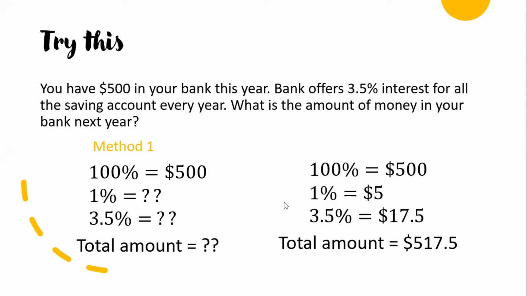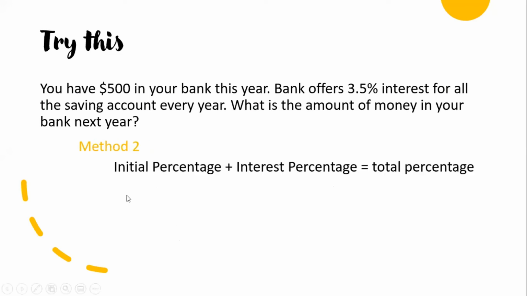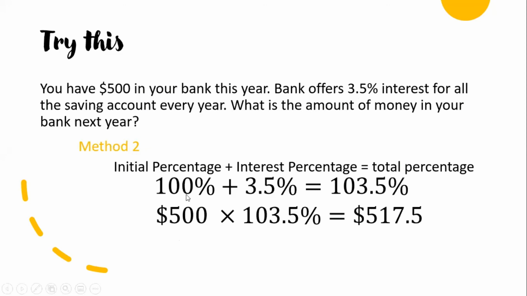So now method two. The initial percentage is 100 plus the interest percentage 3.5 is equal to the total percentage. So 100% plus 3.5% equals 103.5%. And this 500, you times this number, and you will get the answer. Okay, this is method two, like what I said just now. When something is increasing, you just add onto the 100%, and you'll find out the total value.